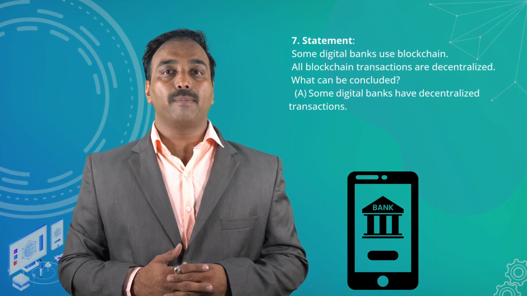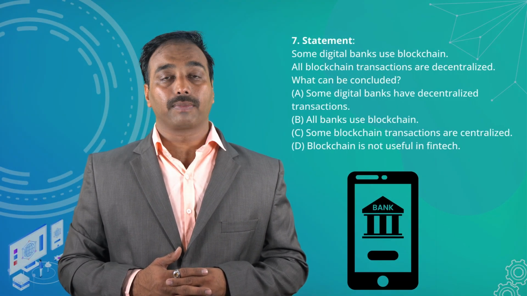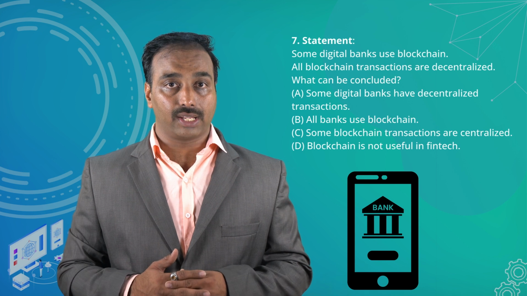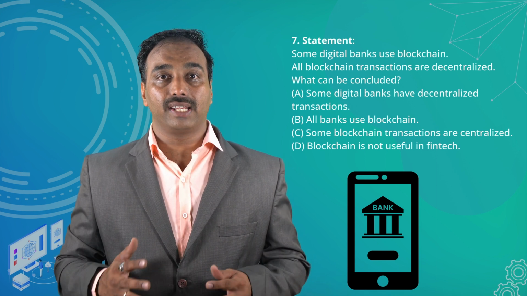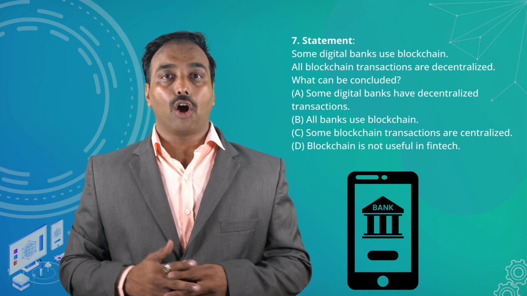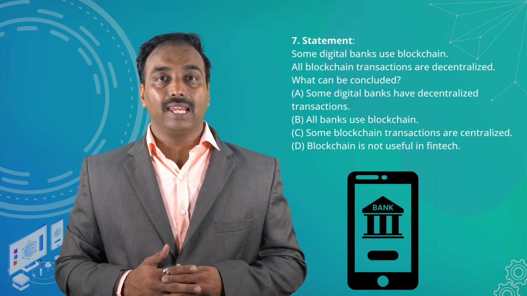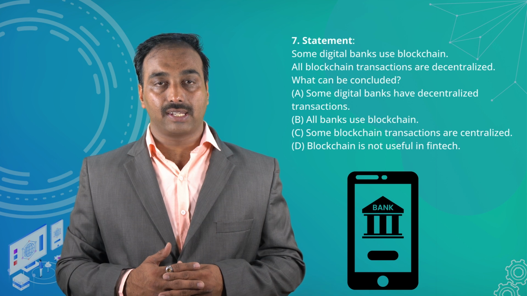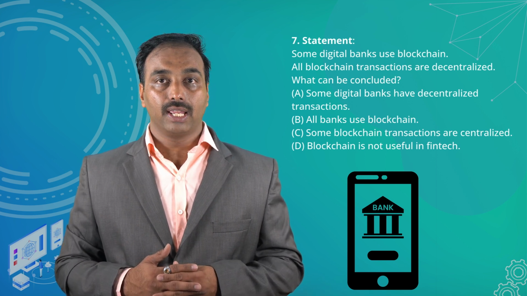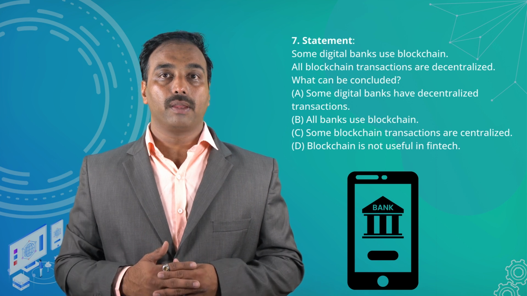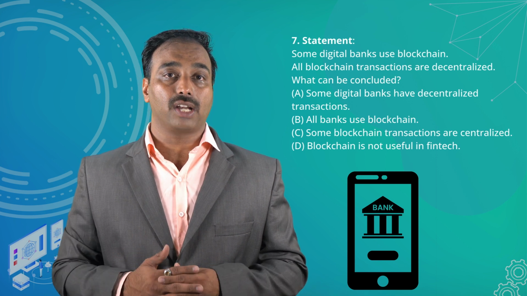Next statement. Some digital banks use blockchain. All blockchain transactions are decentralized. What can be concluded? Options. A. Some digital banks have decentralized transactions. B. All banks use blockchain. C. Some blockchain transactions are centralized. D. Blockchain is not useful in fintech. The correct answer is option A. Since some digital banks use blockchain, it means at least some transactions are decentralized.